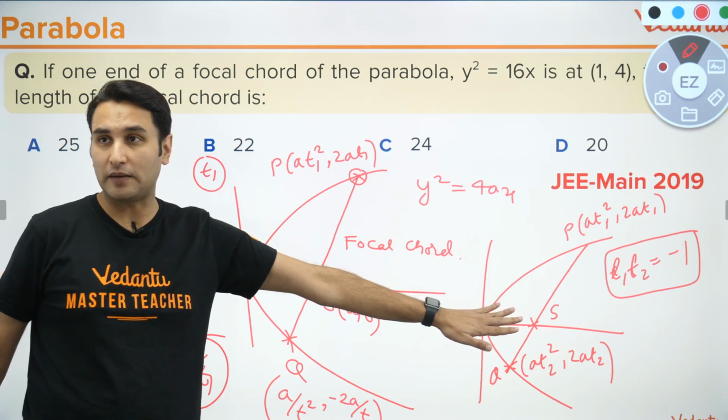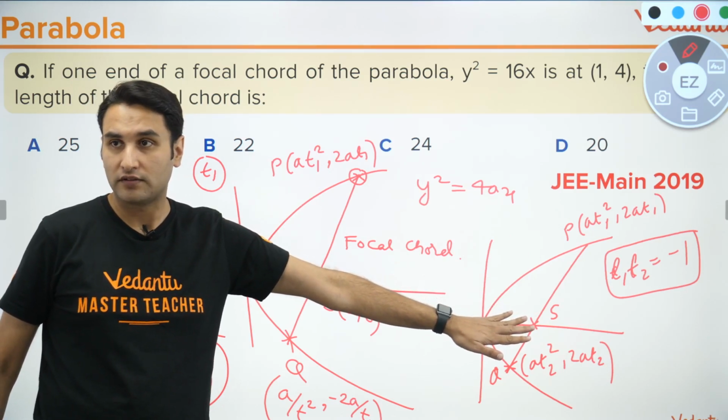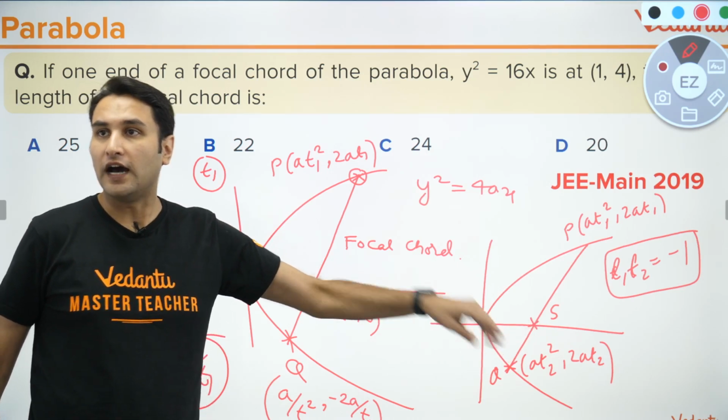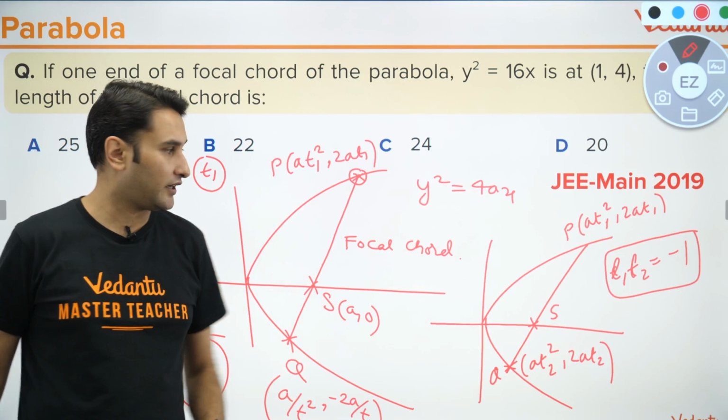What is t? t is the parameter. t1 t2 is -1. ठीक है? Is that clear, all of you? हाँ, latus rectum is also a focal chord. अजय, you are right. All right.